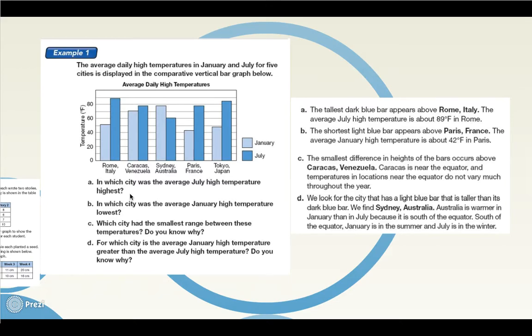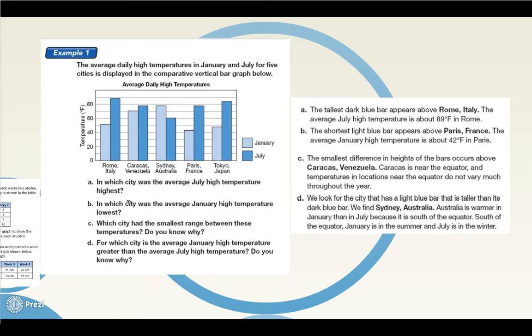Now, in which city was the average January high temperature the lowest? So look for the lowest bar that's in the light blue. That looks like this one, Paris, France. Their average temperature looks pretty low, probably 45 or 42. And so that would be our answer for letter B.